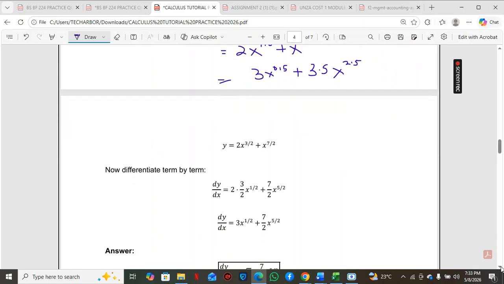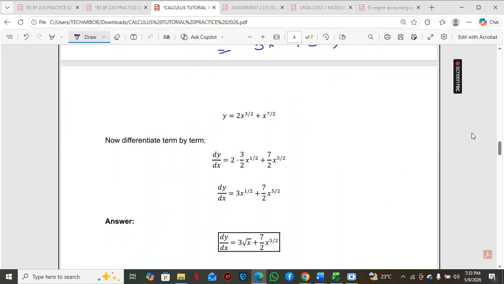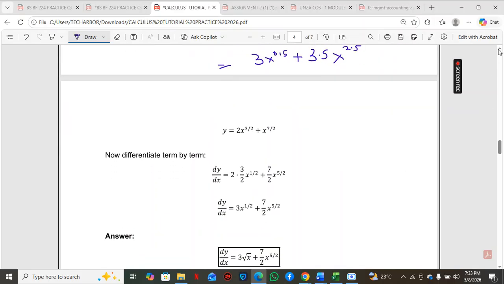And as you can see here, this square root of x here is 3x to the power half. Power half, you convert it into a square root, but if it's a decimal, you can leave it as this. You see, 7 divided by 2, that is 3.5. 5 over 2, that is the same as 2.5. So our answers tally up. That's if you use decimals.